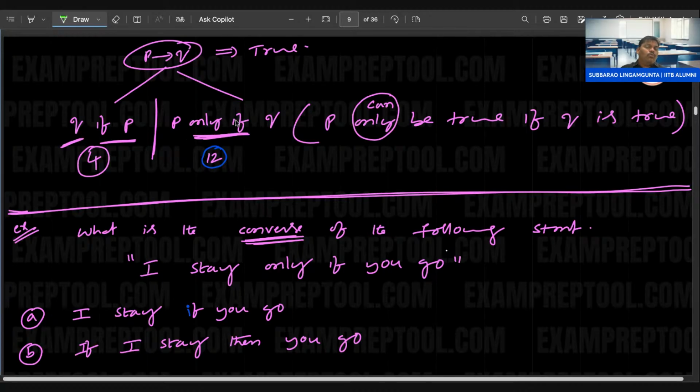Next one, P only Q. What is the meaning of this one? See, P can only be true if Q is true. So be careful. It's confusing, I know, but my request is, instead of doing that much research, please take care of the fourth point and the 12th point.